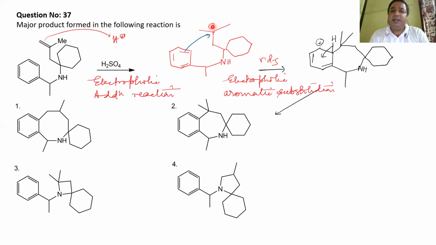And now what happens over here is that the benzene ring will make an attack on this electrophile. This is a potential electrophile. So that leads to the formation of this kind of six-membered ring. And in the next step, what happens? Aromatization takes place, and that gives you the desired product, which is 2.